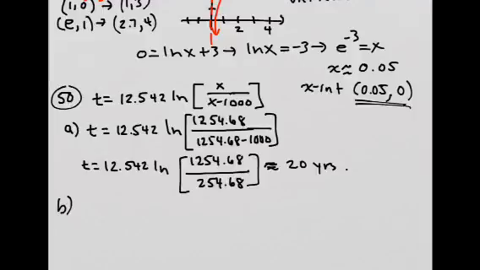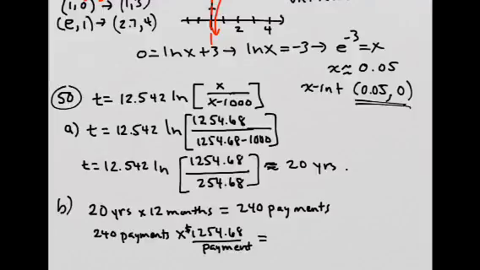And the interest rate is going to be 8%. Okay, so you have 12 payments per year for 20 years. That's 240 payments at $1,254.68. So that gives you a grand total of $301,123.20.